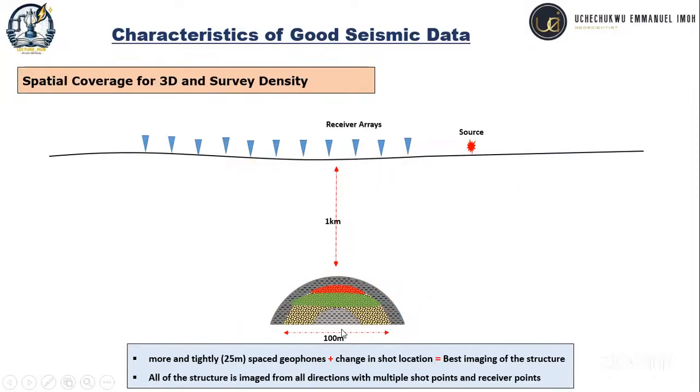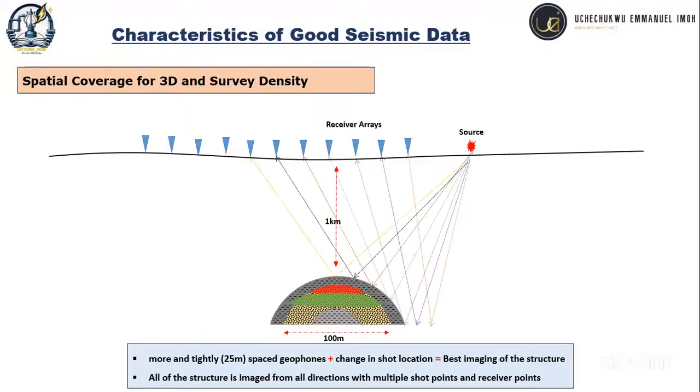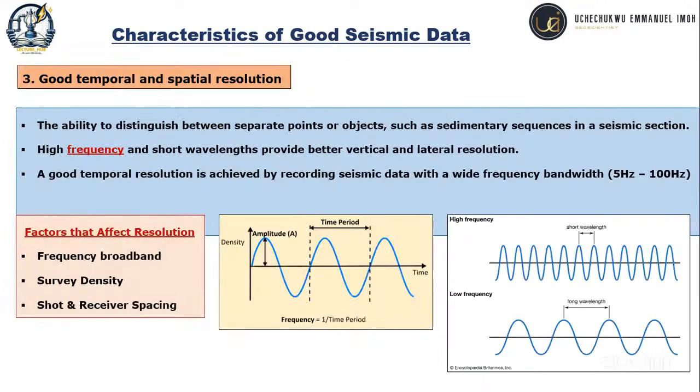And by the time you change the location of your source to a different point, you image the structure from a different angle. That also means an increase in your number of fold for this structure, and so your image quality will also increase. Then I tried to explain good temporal and spatial resolution in terms of the factors that affect this resolution. Number one, frequency, survey density as explained, and shot and receiver spacing as also explained.